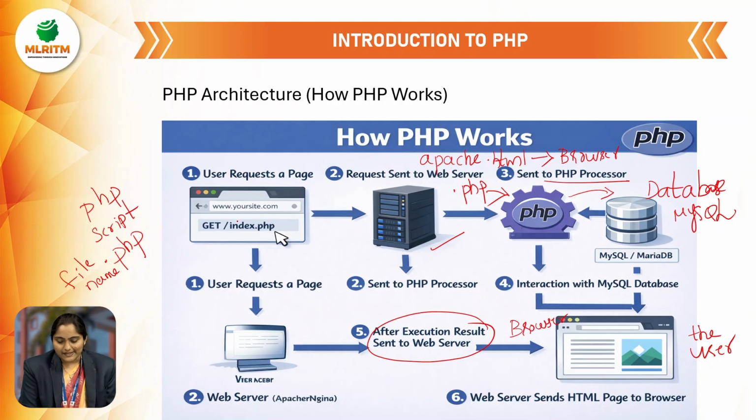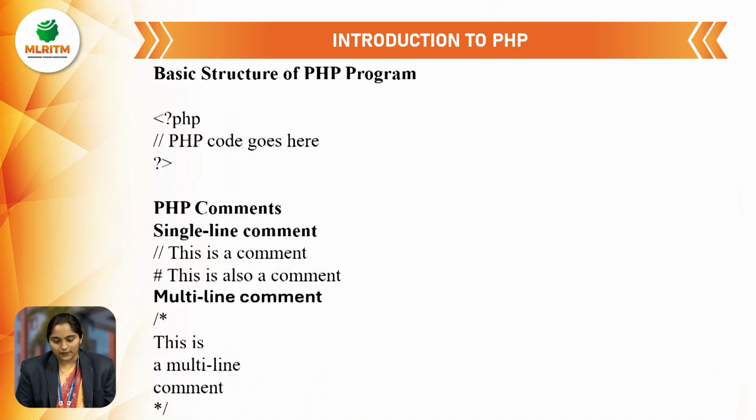When a user sends a request, it is sent to the web server, usually the Apache server, and the Apache server sends the same request to the PHP processor. The PHP processor processes the script, and the executed result is sent back to the web server. The web server sends the result to the browser, and the browser displays the result to the user. This is how PHP works.